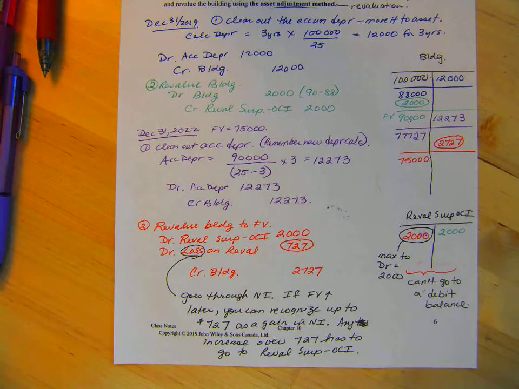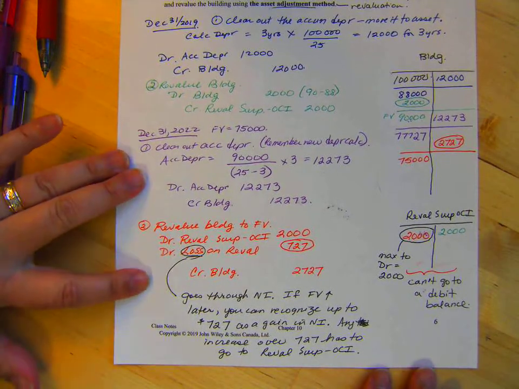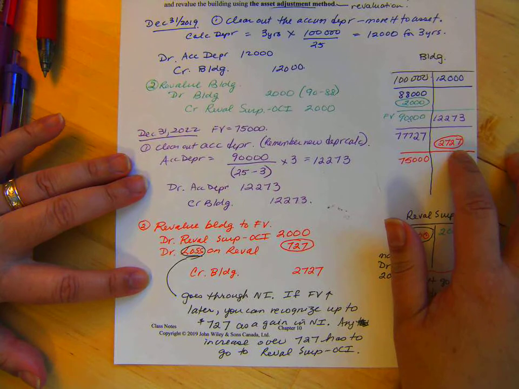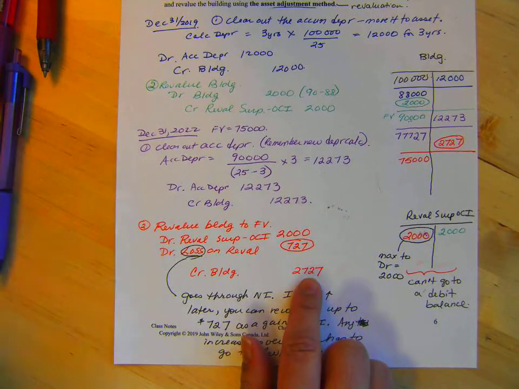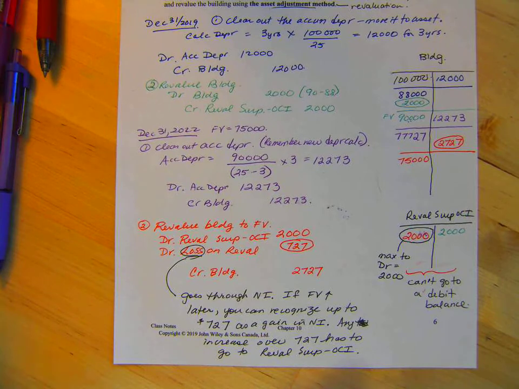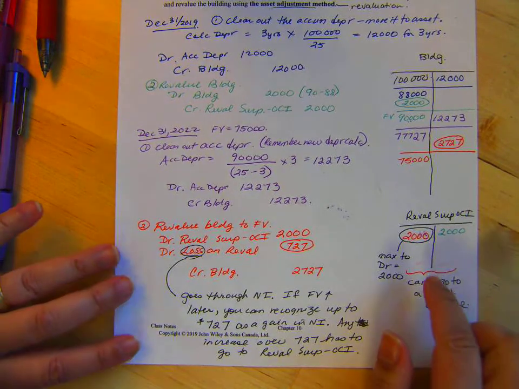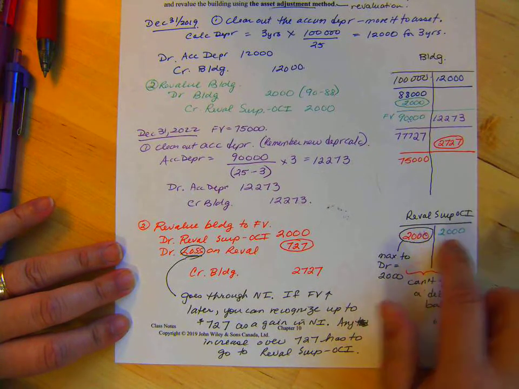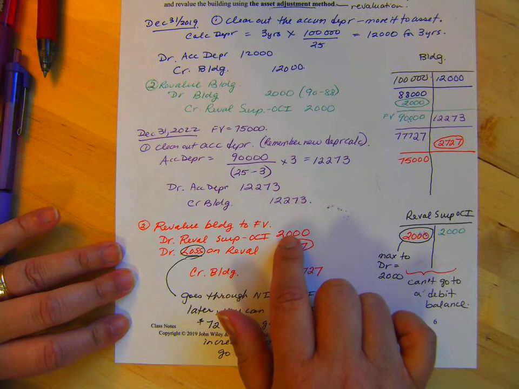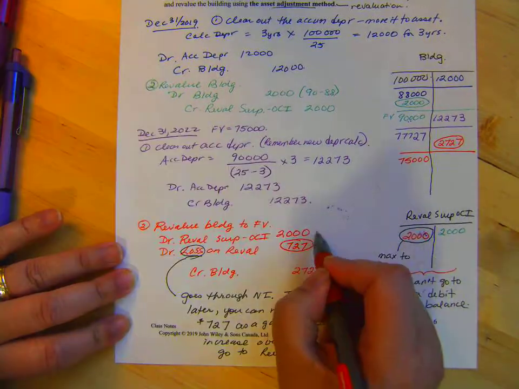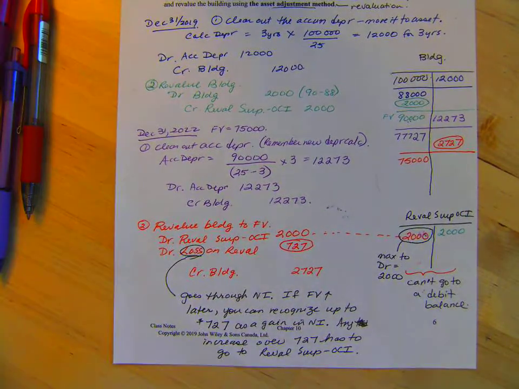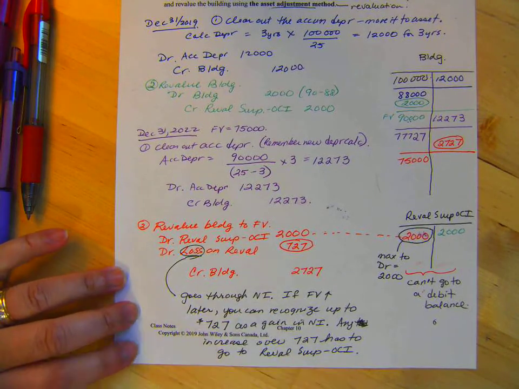I'm just going to recap. In 2022, the building went down, so we had to decrease it. So great, building goes down, but we can't dump it all in revaluation surplus. You can't have a debit balance in revaluation surplus. So the max you could put in there is 2,000. So we put our 2,000 in there. I'll just draw a little link. Those two are linked. And then the extra goes to a loss. And we know it's a loss because it's a debit. The building went down. Okay? So that actually goes through net income.